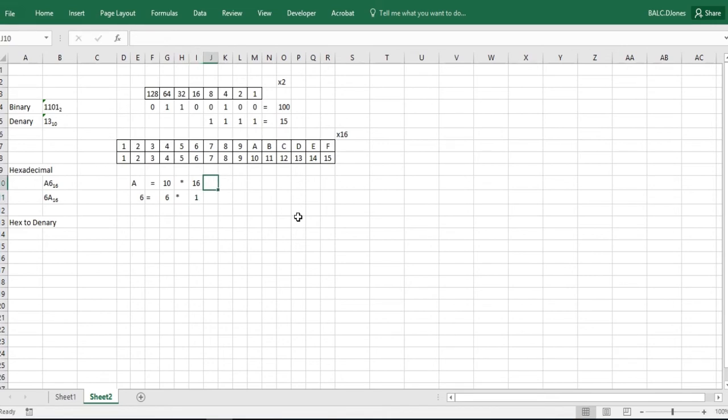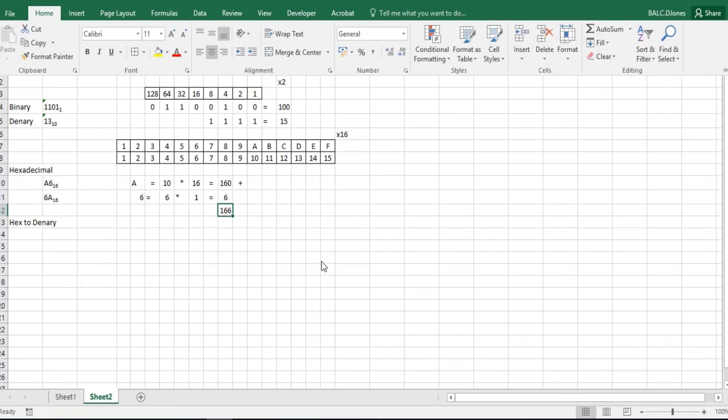No surprises here. So in that case, 10 multiplied by 16 is simply 160, and 6 multiplied by 1 is, of course, 6. And then all we need to do is simply add those together. 160 plus 6 is 166. Well, that's nice and easy there, isn't it? That's easy to solve.